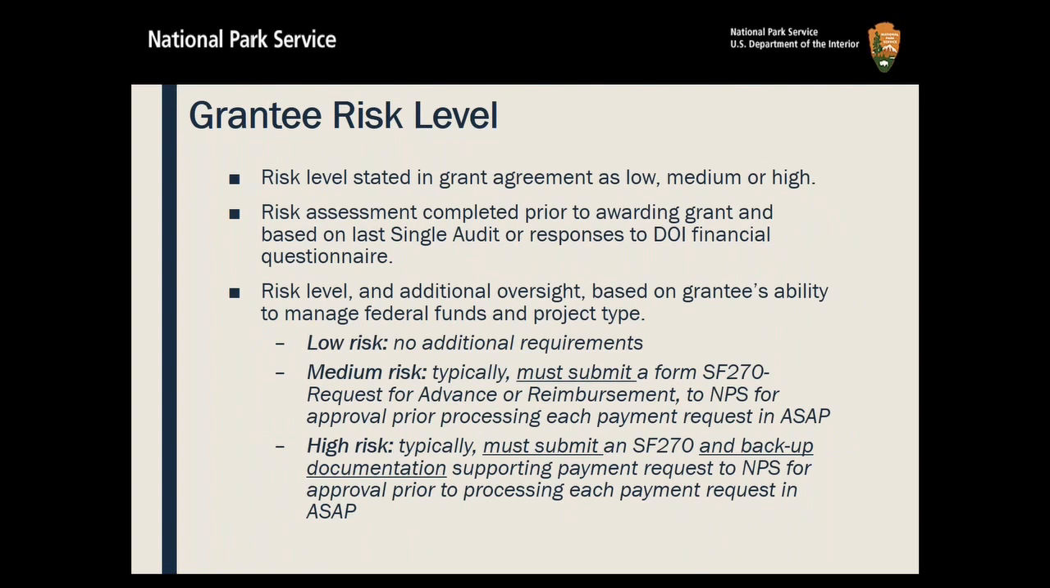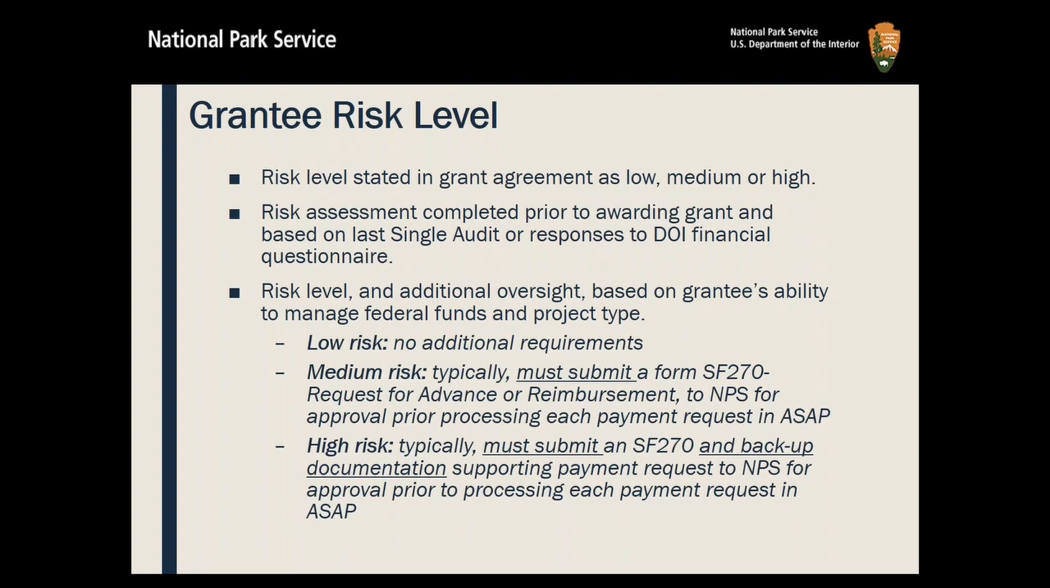Whenever we received your application, we did what we call a grantee risk assessment, and that determination of your risk level is stated in your grant agreement, and you're either listed as a low, medium, or high risk grant. And what we base this risk assessment on is your single audit, or if you did not submit a single audit, your responses to our DOI financial questionnaire. And in that case, you would have had somebody from our office call you and go through a series of questions. So based on your risk level, you may have additional requirements.